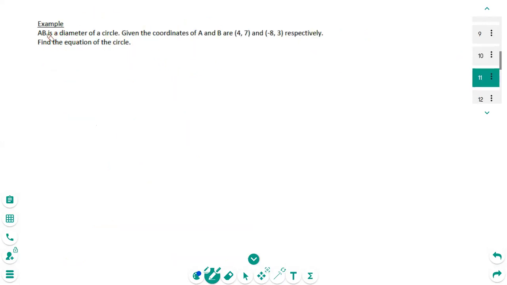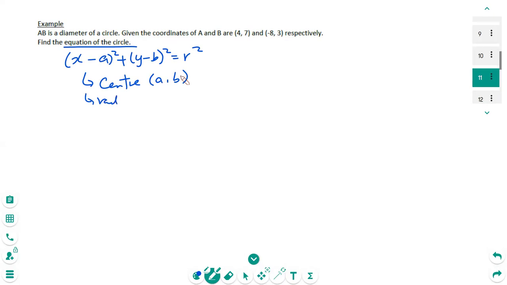Lame. Example: AB is the diameter of a circle. Given the coordinates of A and B are (4, 7) and (minus 8, 3) respectively, find the equation of the circle. So the equation of a circle means (x minus a) squared plus (y minus b) squared equals radius squared. We need two things, okay? Contrary to a straight line, which needs a gradient and a point, the equation of a circle needs the center of the circle, (a, b), and the radius, r, okay? Now, we know AB is a diameter of the circle.